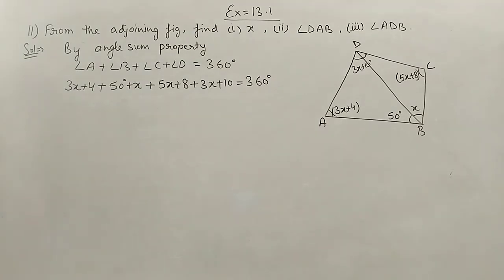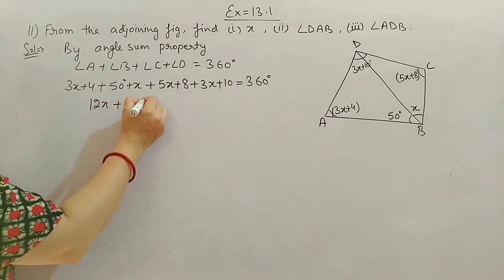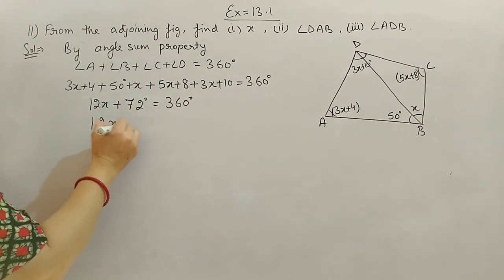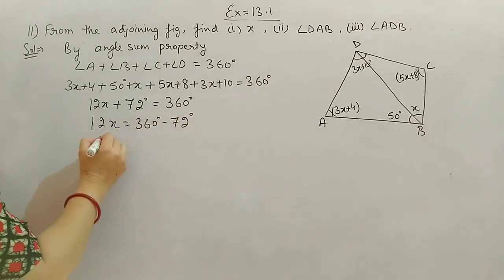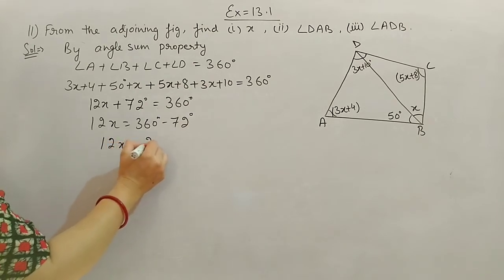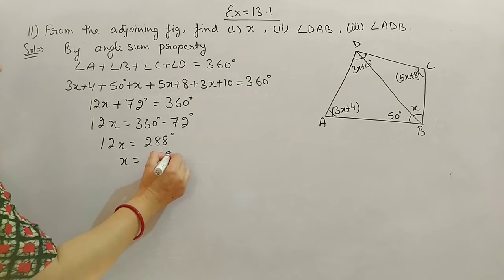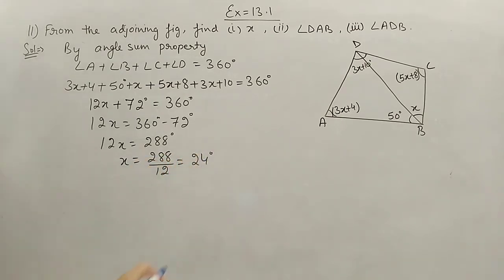All the x taken together will give 12x and all the numbers we will combine together. We will get 12x plus 72 degrees is equal to 360 degrees. So 12x is equal to 360 minus 72, means 12x is equal to 288 degrees. So the x value will be 288 divided by 12. 12 2s are 24, 12 4s are 48. So the x value here is 24 degrees.